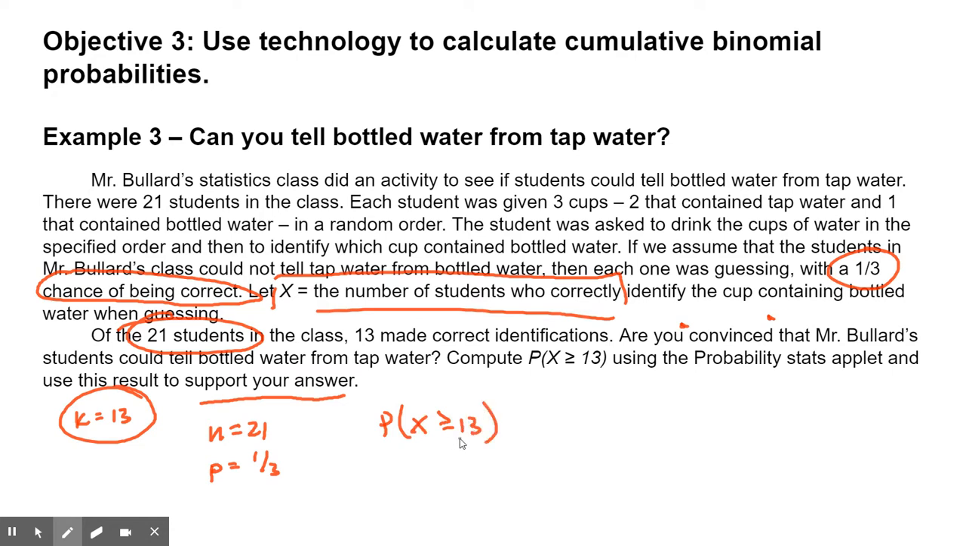Remember, when you do this, you usually go less than or greater than the value, and you include the value, of course. If we get 13 or greater, that would give us a more convincing argument that they know the difference. So we're going to add up all the probabilities from 13 and above. All right, so let's do this on our stats applet.